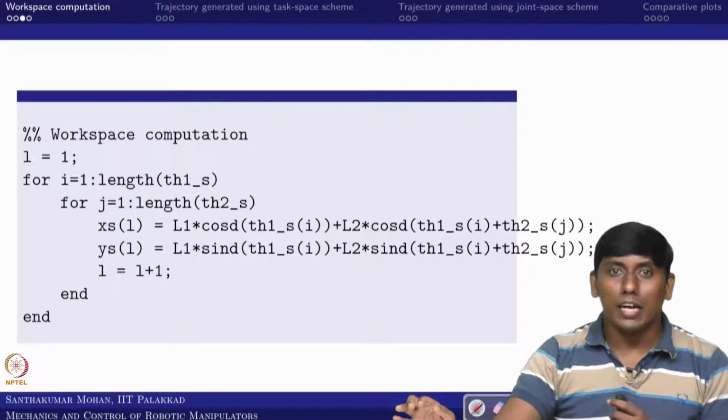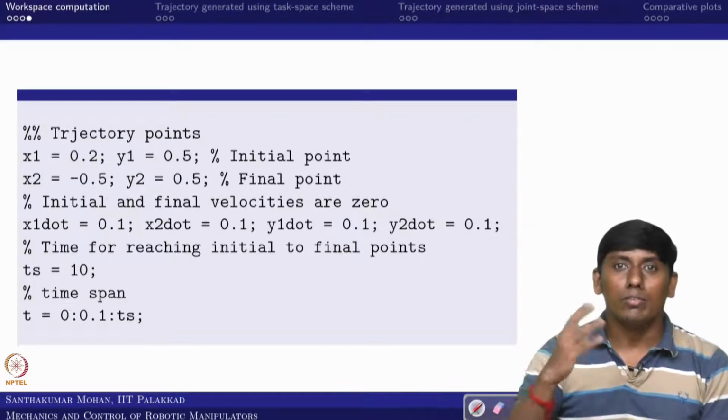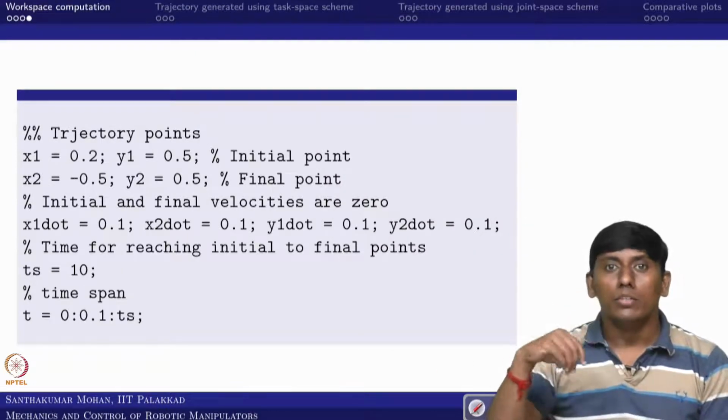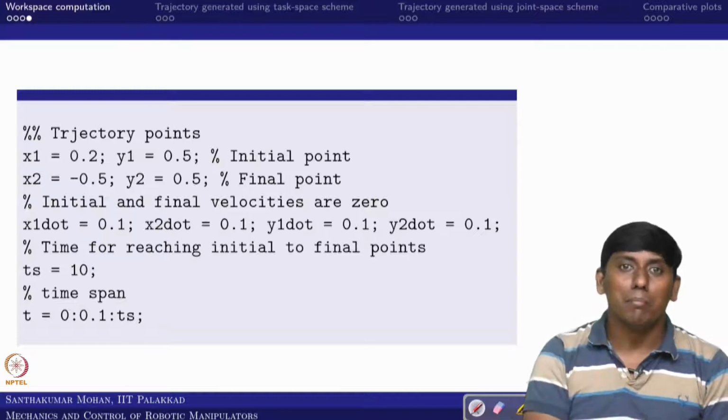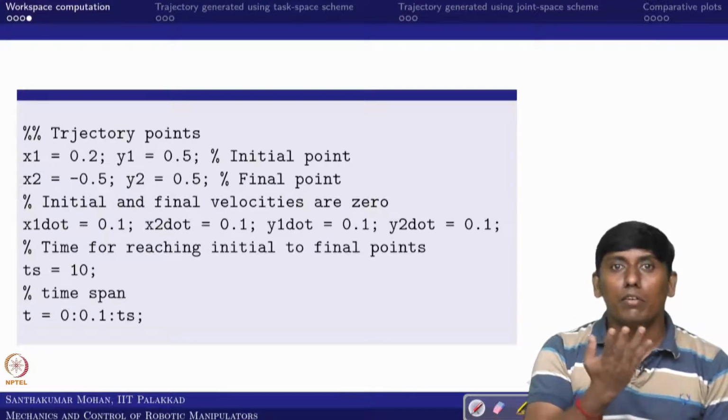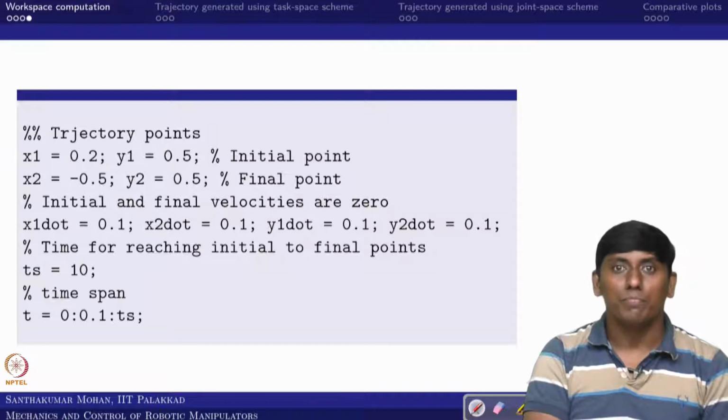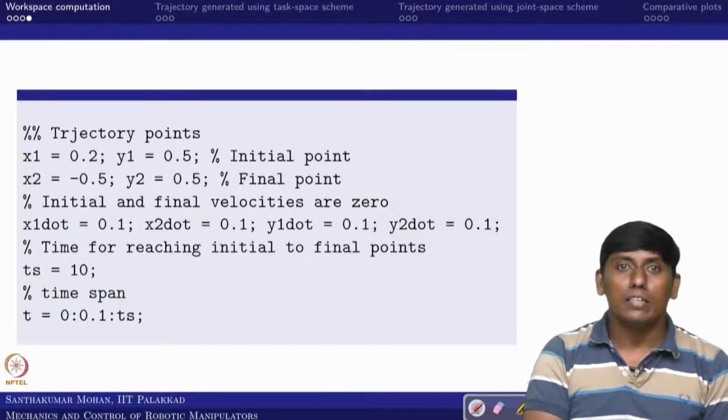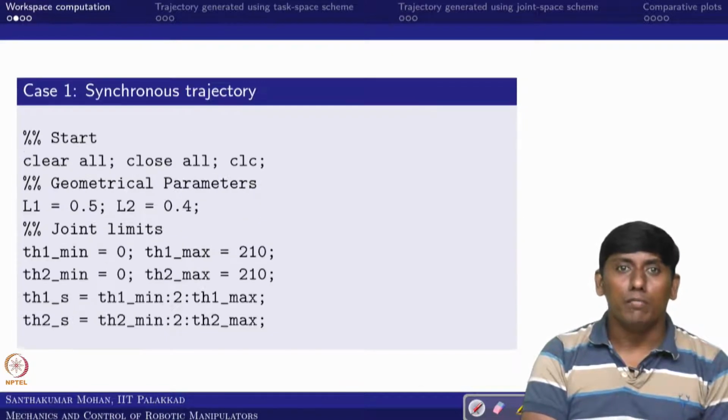So, once this is done, what do you want to plot? For plotting we will come back later, but right now I am trying to generate the trajectory. For generating the trajectory, I already know the trajectory points, which are given to us. I am taking the same, but here L1 and L2 I have taken slightly different values. You can see it is 0.5 and 0.4.